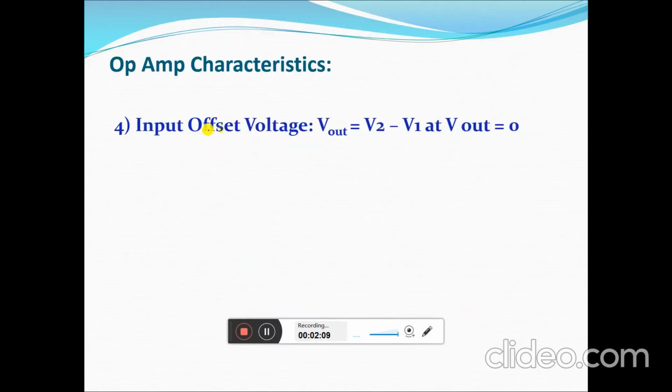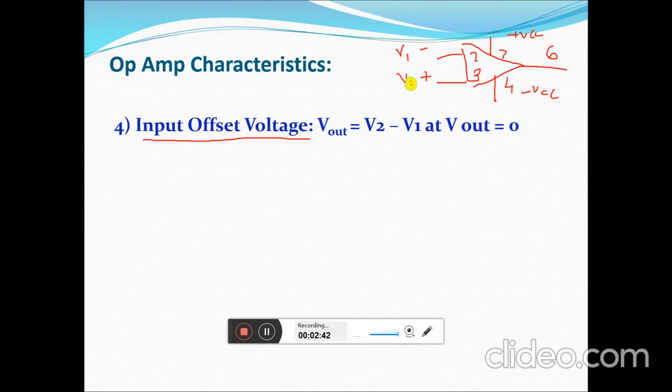Now the next property is the input offset voltage. What do you mean by the input offset voltage? Here we already discussed: pin number 2 is the negative, pin number 3 is the positive, pins 7 and 4 are plus VCC and minus VCC, and pin 6 is the output. Input offset voltage is the difference between the two voltages V1 and V2 applied in such a way that our output voltage is equal to 0. This is known as the input offset voltage.